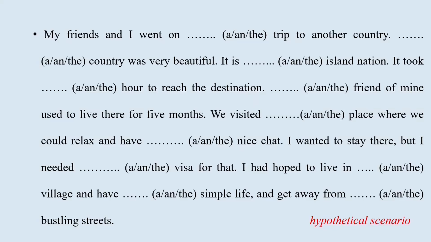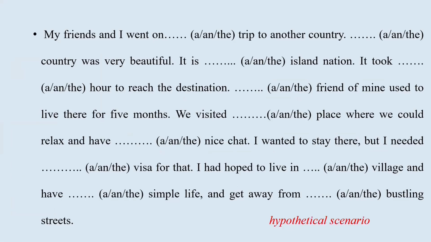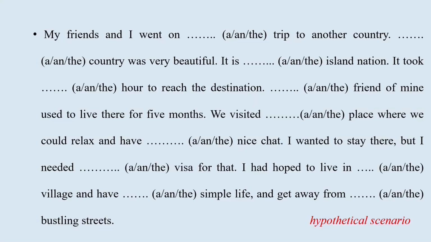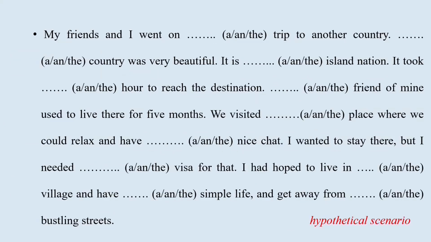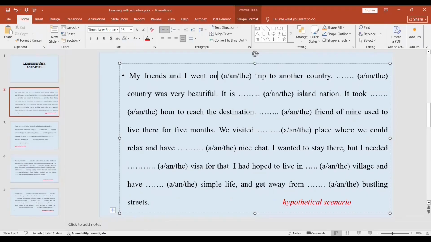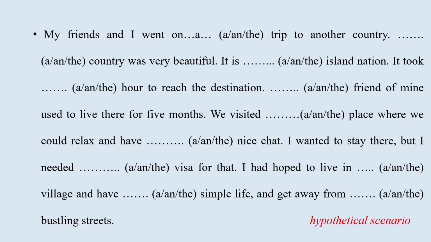Let's look at the first example. My friends and I went on blank trip to another country. What is the suitable answer here? Now here, trip, a singular noun, and the word trip starts with the consonant. Also, the speaker hasn't mentioned it before. He's talking about it for the first time, and we don't know much about it. So, we cannot use the definite article. So, the answer is a trip. My friends and I went on a trip to another country.